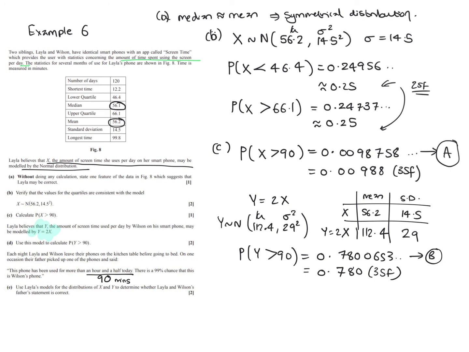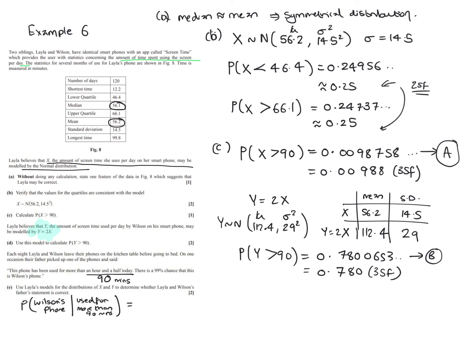Now, this is conditional probability. So Layla's father is saying that the probability that it is Wilson's phone, given that it's been used for more than 90 minutes, is 99%. So we need to work out that conditional probability. So all we know is the phone has been used for 90 minutes. There's the condition. What's the probability that it's actually Wilson's phone?